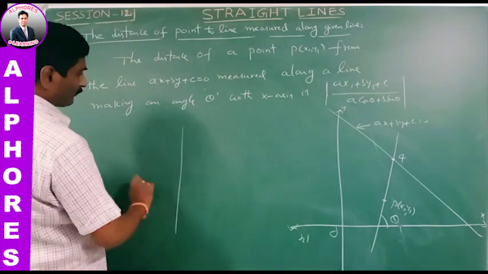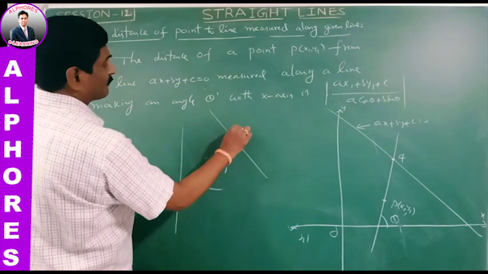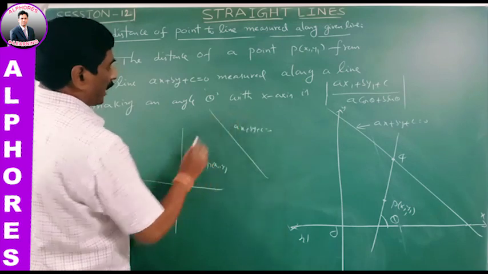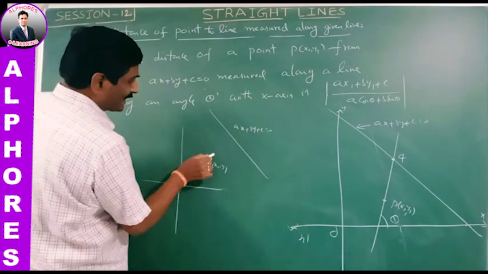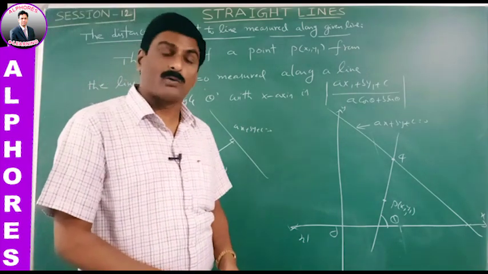Please observe this point. Suppose P is the point (x1, y1) and the line is ax plus by plus c is equal to 0. What is the distance from P to this line? Distance is nothing but perpendicular distance. That means mod ax1 plus by1 plus c by root over a square plus b square.